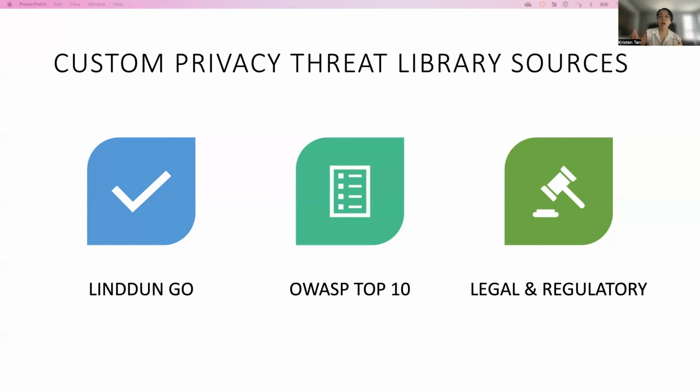Another source of common privacy threats is the OWASP Top 10. OWASP is the Open Web Application Security Project. You might be familiar with their list of top 10 security threats. They also produce a list of top 10 privacy threats. So this can be another good reference point of a sort of vetted and compiled list of common privacy threats that you might want to consider.